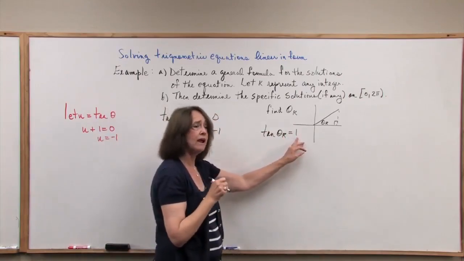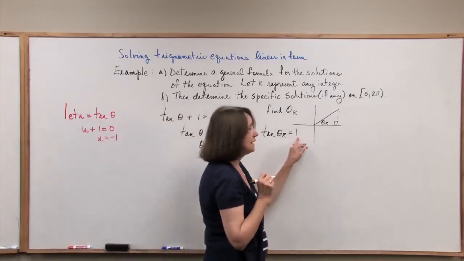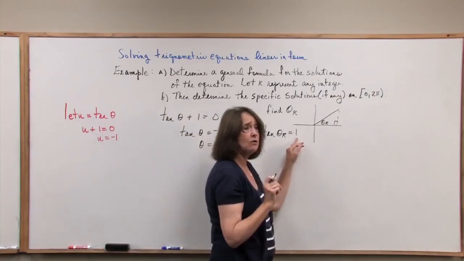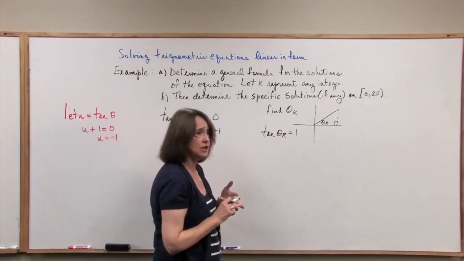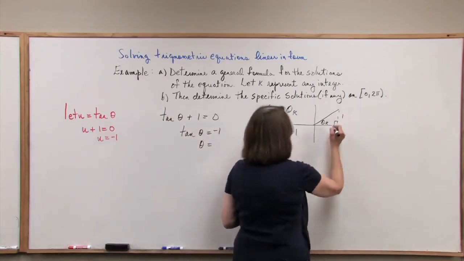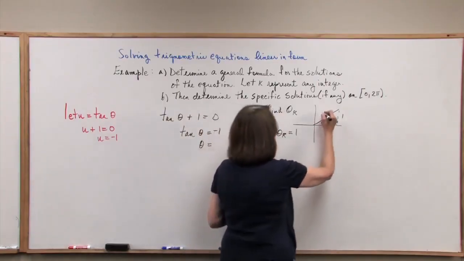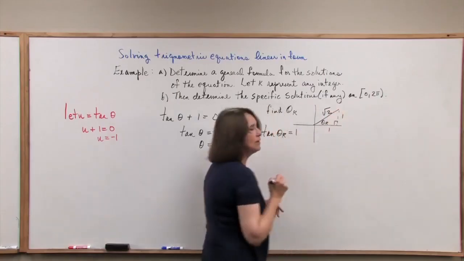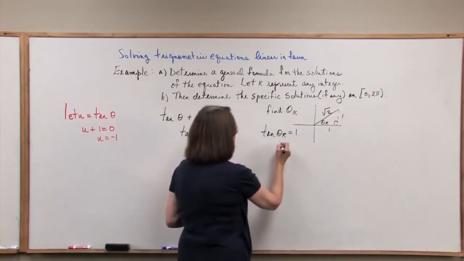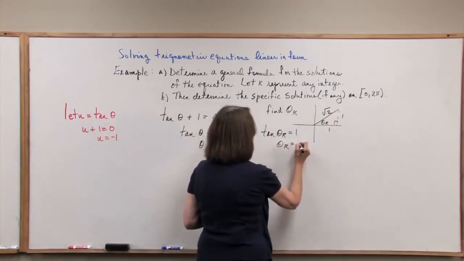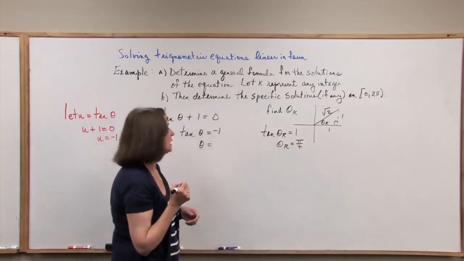We want to know where the tangent is positive. So tangent is the ratio of the opposite side to the adjacent side. Those sides are each 1. By Pythagorean theorem, the hypotenuse is now square root of 2. And we recognize the reference angle to be pi over 4.